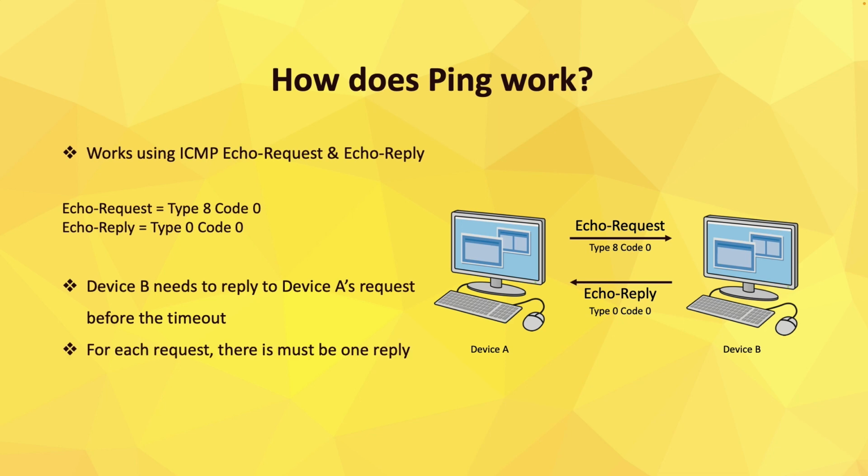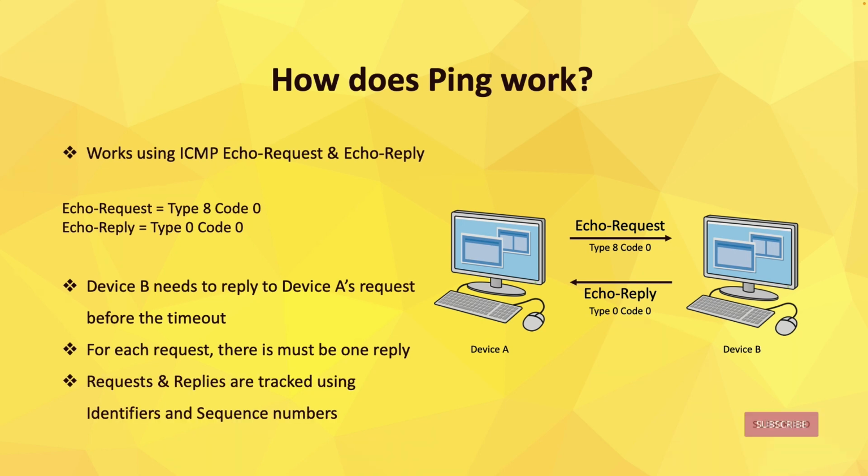Next, for each request, there must be one reply, meaning for a single request, there can only be a single reply. And if there are more than one, if say 4, 40, or even 4,000 requests, then an equivalent number of responses are expected. In order for the system to track the numerous requests, the requests are marked with an identifier and sequence numbers. That way, a system can easily identify and report which request went unanswered.